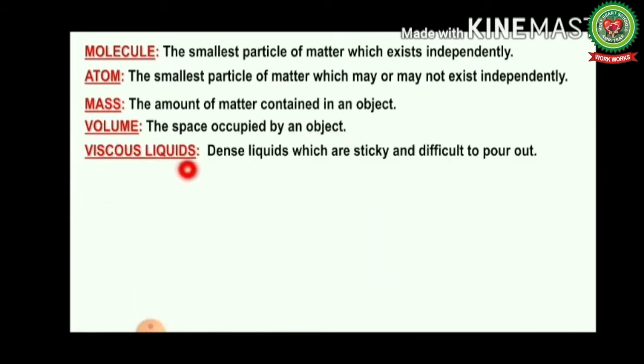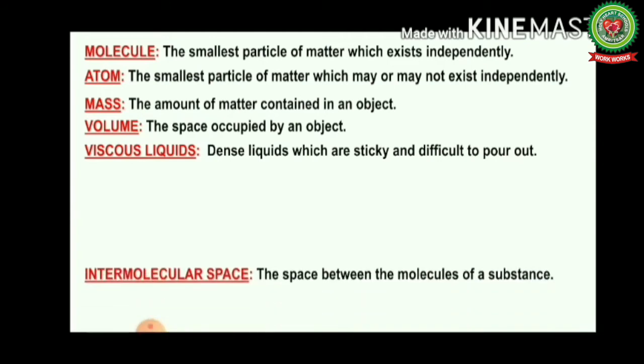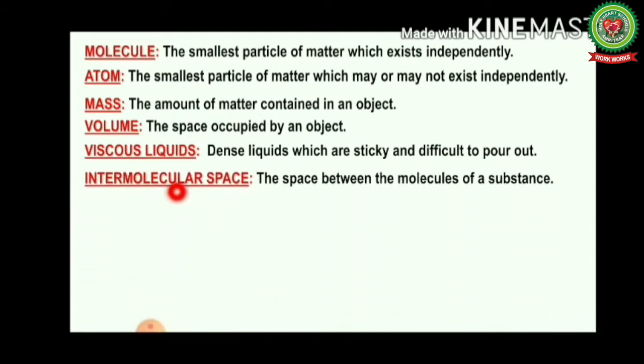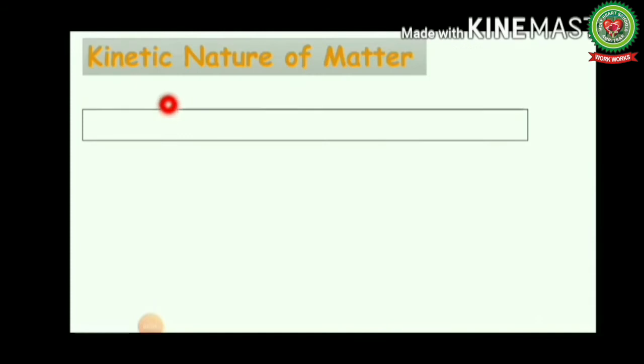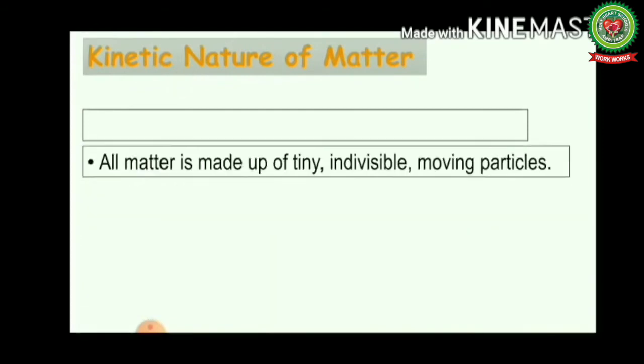Viscous liquids, dense liquids which are sticky and difficult to pour out. Intermolecular space, the space between the molecules of a substance. Intermolecular force, the force of attraction between the molecules. Next, we will discuss the kinetic nature of matter, where the word kinetic refers to moving particles.